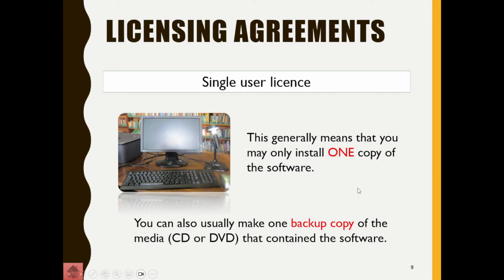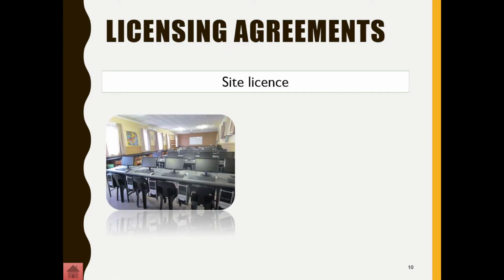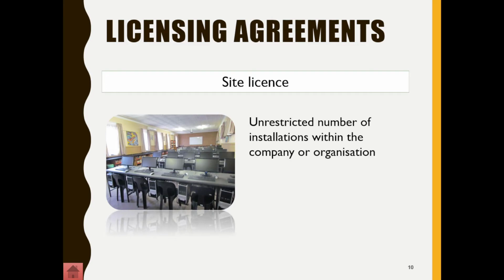Now, like I mentioned to you in the scenario, your school, for instance, would make use of what is known as a site license. So what does this mean? Well, it's also a license, but here you are unrestricted in the number of installations that you can have within the company. Think of what happens at your computer lab in your school. You'll have multiple PCs. A PC might break down. The software might need to be reinstalled.